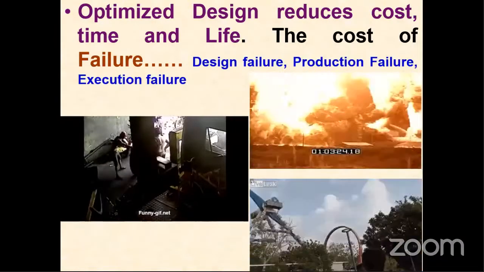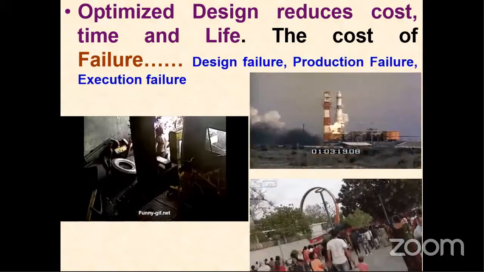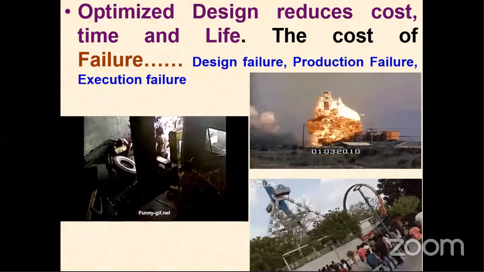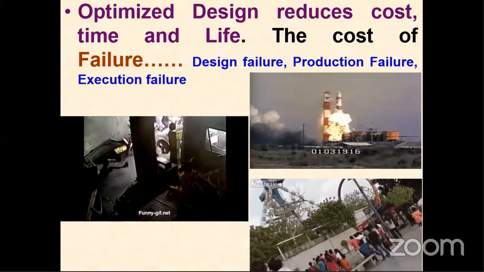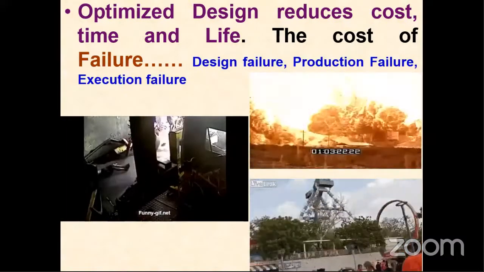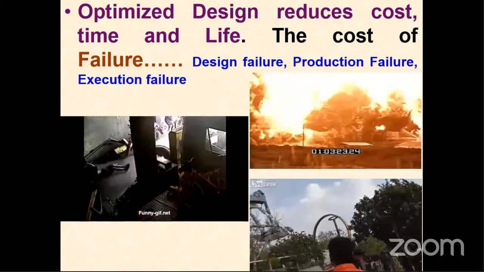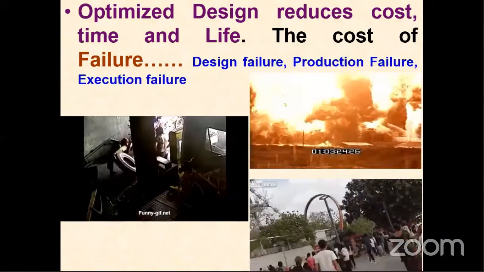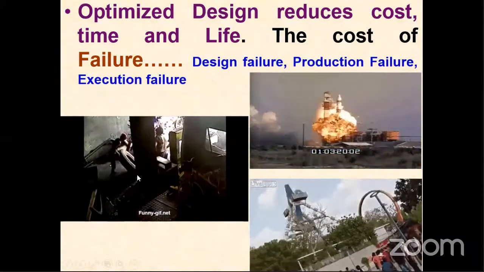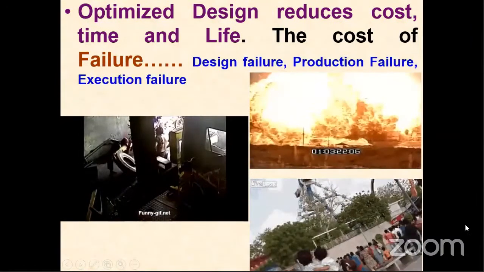You have design failure, you have production failure, you have execution failure. At every level you have failures. Why? Even though people say, I give a 5-year guarantee, 10 years warranty, still it fails. Why? Because it is not a single thing. There are multiple things involved and everything has to be seen right from the beginning of the design. From day one, we should be alert. If you are alert from day one, then things will be nice.